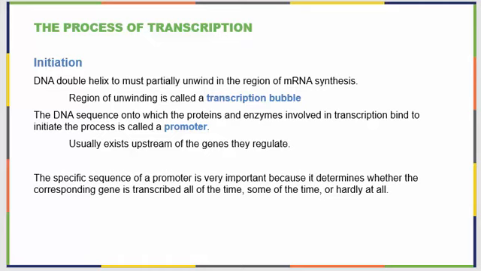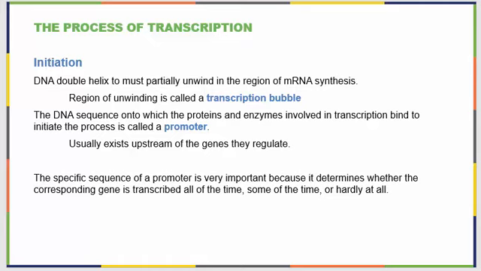The first thing you have to do in order to transcribe a message is to initiate the process. And to do that, the DNA double helix must unwind just a little bit at the region where you would like to make your messenger RNA. The little bit that you unwind, we call that the transcription bubble. We're going to see we use a lot of the same terminology.